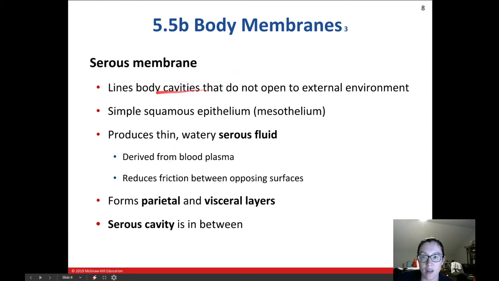Now, these line body cavities, like the ventral cavities that I said, that do not open to the outside. And so your heart, your lungs, your abdomen, none of these should open to the outside.